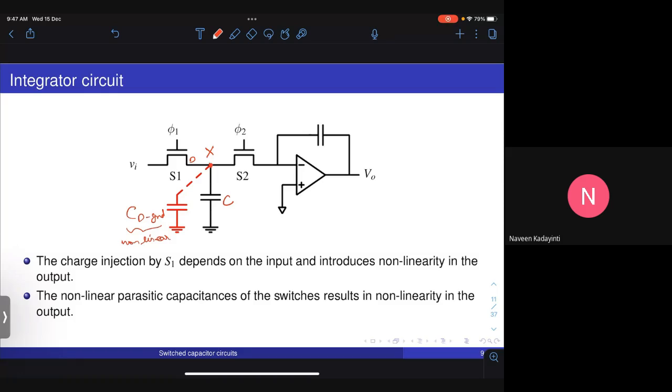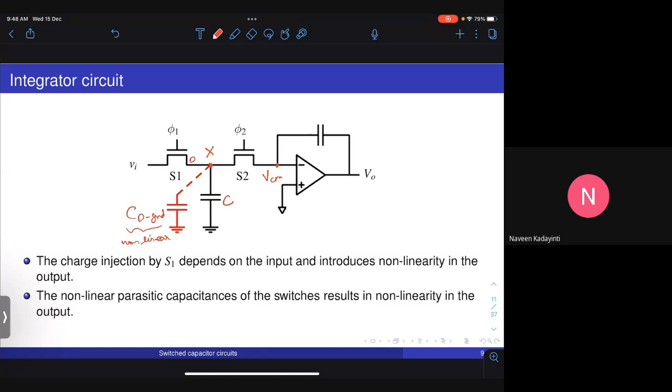Similarly, when phi 2 is turned on, one end of phi 2 will be at the common mode voltage, or virtual ground, whatever you want to call it, of this op-amp, and therefore it will also inject some charge whenever it turns on. Okay, so this will result in some non-linear error in the integration output, because this is a charge injected which is non-linear.